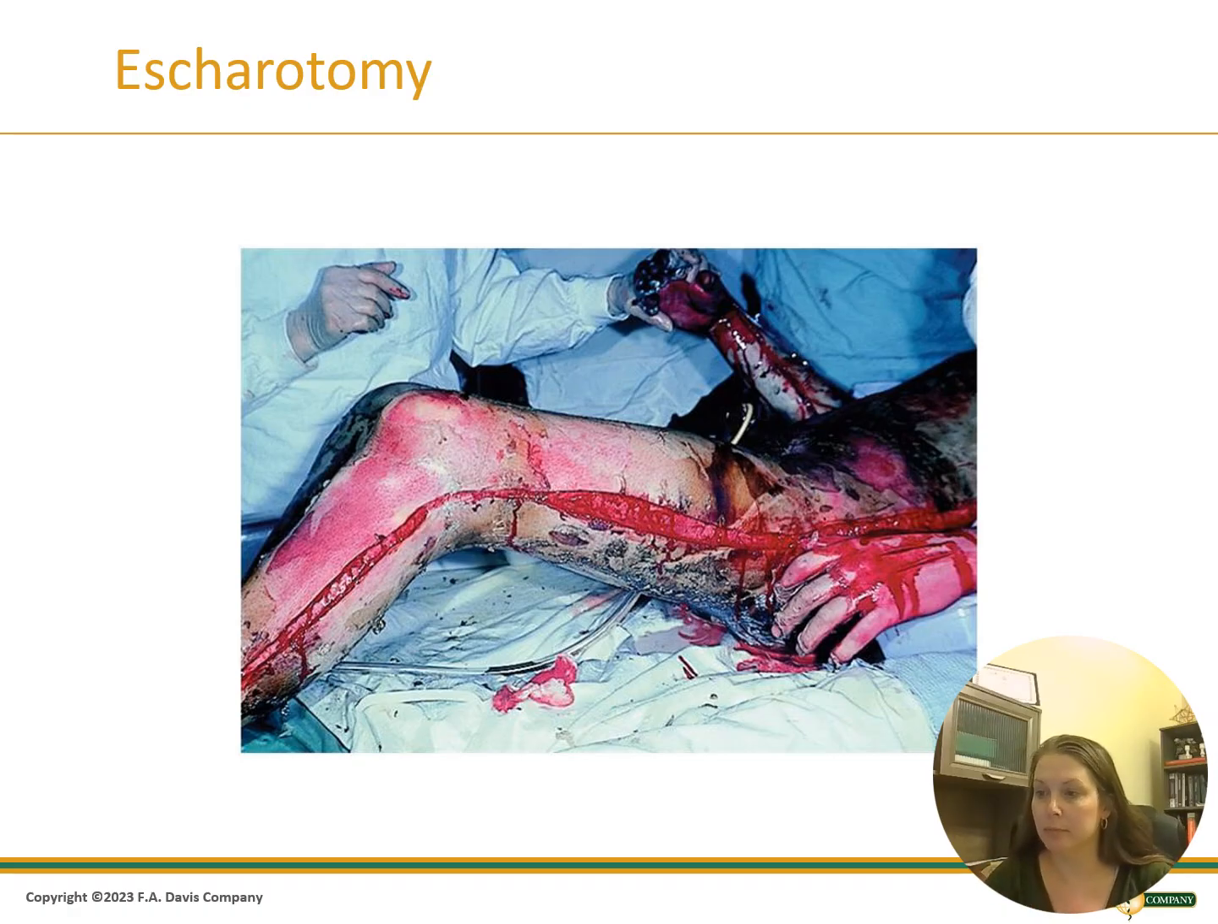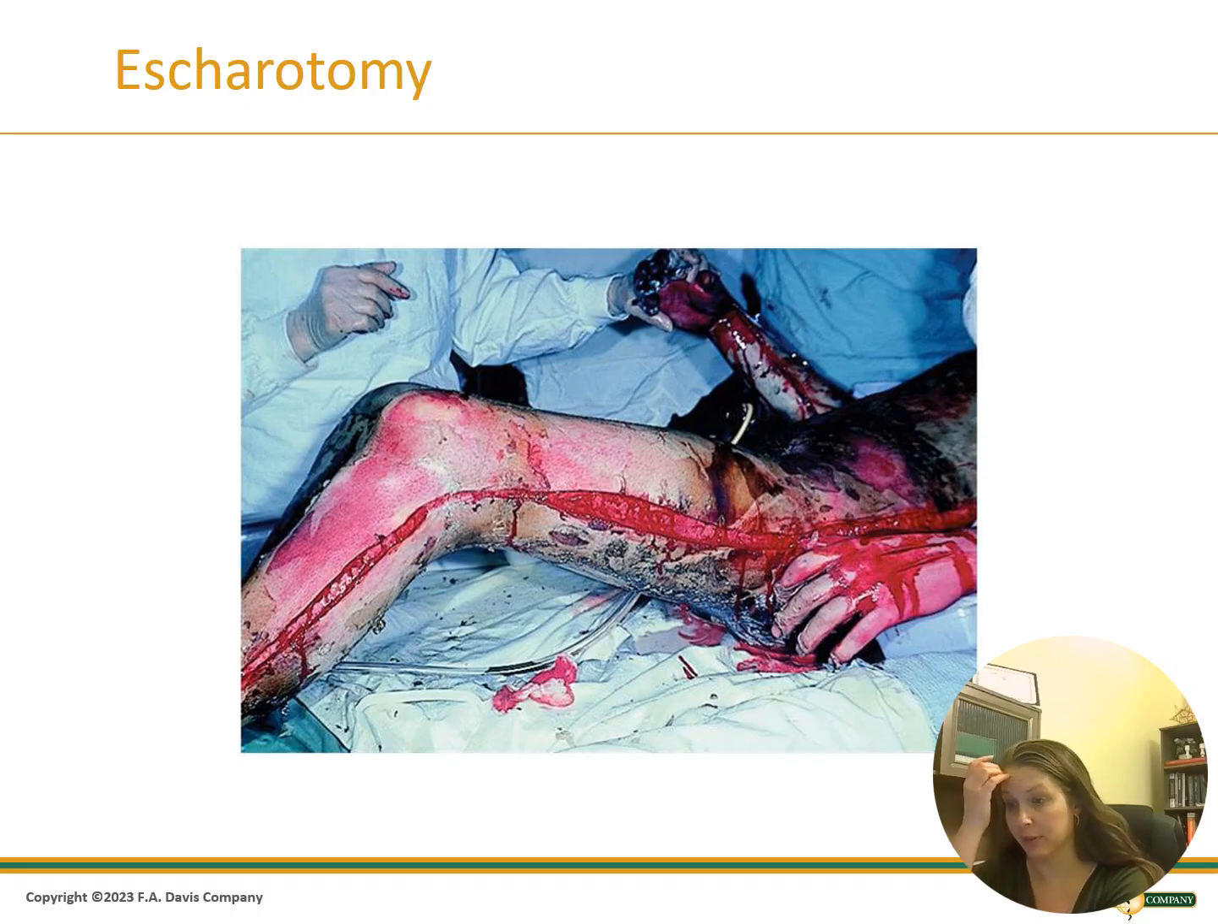Okay, but it focuses on a split thickness graft, so this is where we're taking the epidermis and part of the dermis from that donor site and placing it. So this can cover large wounds, burns, or chronic ulcers. An advantage of this, it has a higher chance of survival. Okay, our donor site heals faster.